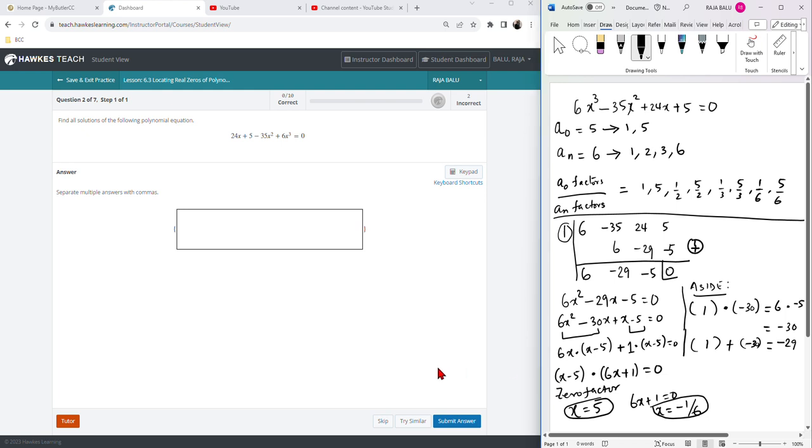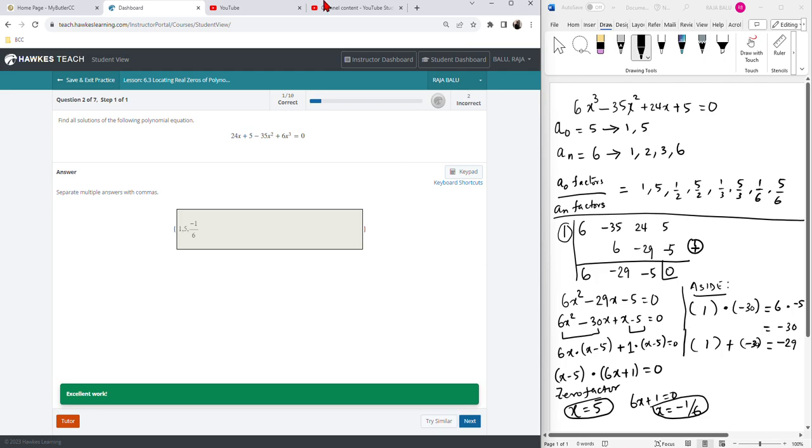So let's plug that in. The first one is 1, the second one is 5, and the third one is negative 1 over 6. Yay, it worked.